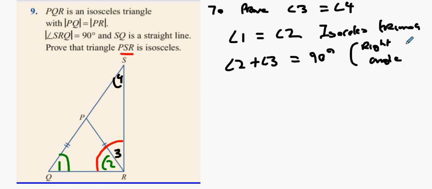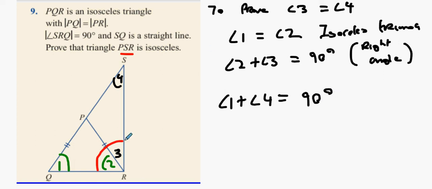Right angle. Okay. Now, what information can we assemble next? So angle 4 is, so we can say that angle 1 plus angle 4 has to equal 90 degrees.